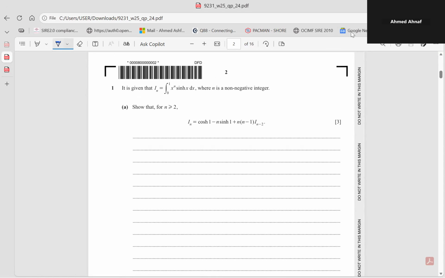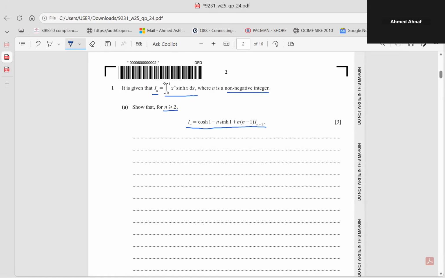Okay, so for the first question, we're told that I subscript n is this integral, where n is a non-negative integer. For the first part, we need to show that for n more than or equal to 2, I subscript n is this expression. This is a classic reduction formula question, and for reduction formula, we always use integration by parts.